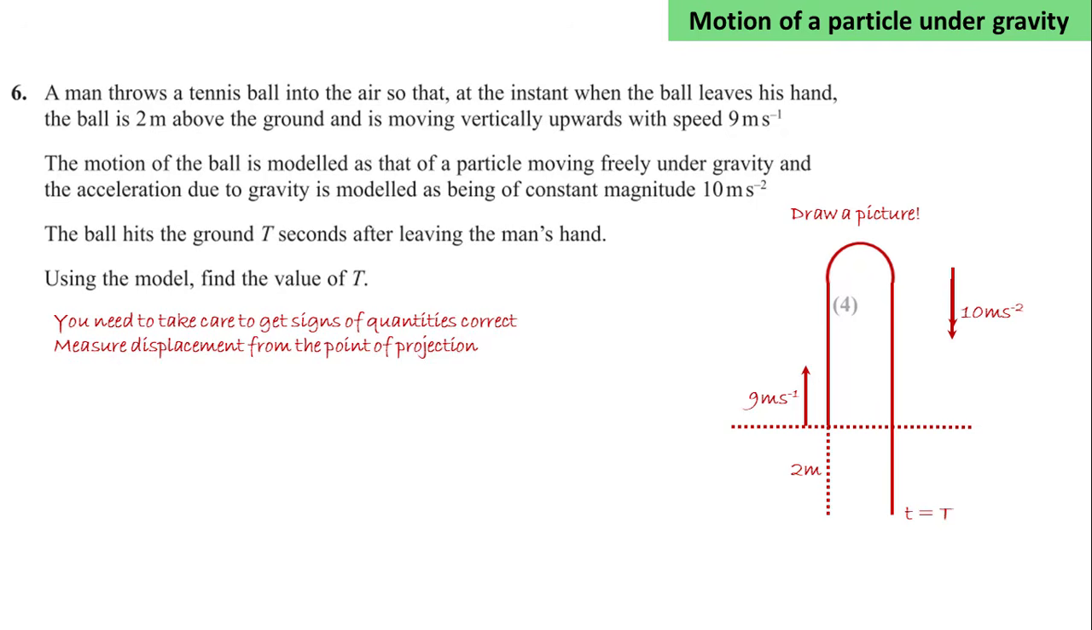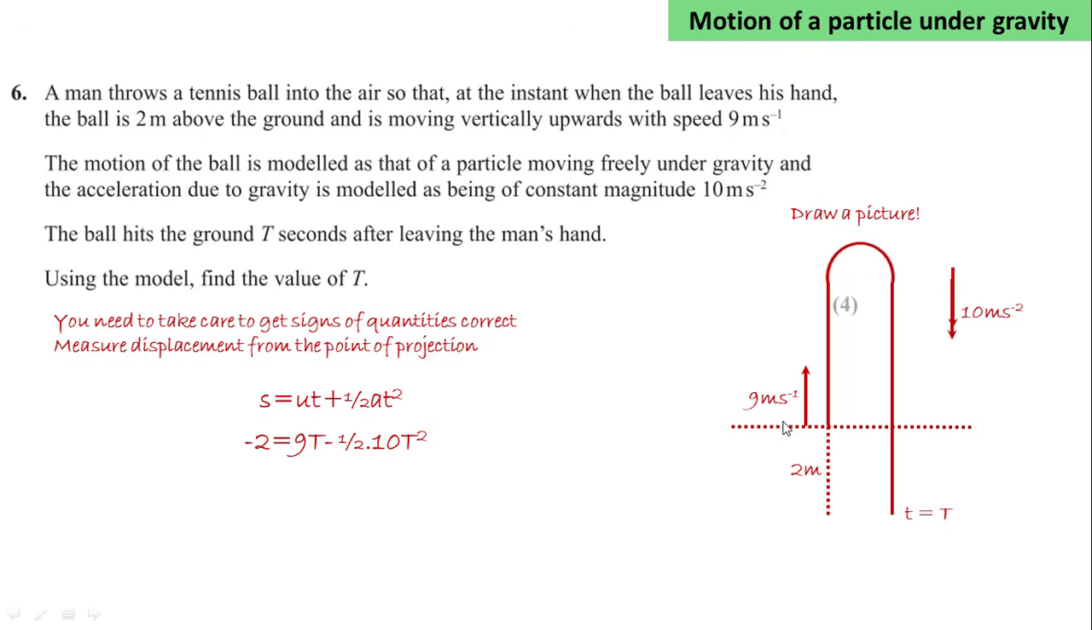Usually with these questions, it's best to measure everything from the point of projection so that this becomes the origin of your coordinates. And you need to take care to get the signs of the quantities correct and to measure the displacement from the point of projection. So here we're going to use the formula S equals ut plus a half AT squared. S is going to be minus 2. So we want to find out the time at which the displacement is minus 2. That's 2 metres below the point of projection.